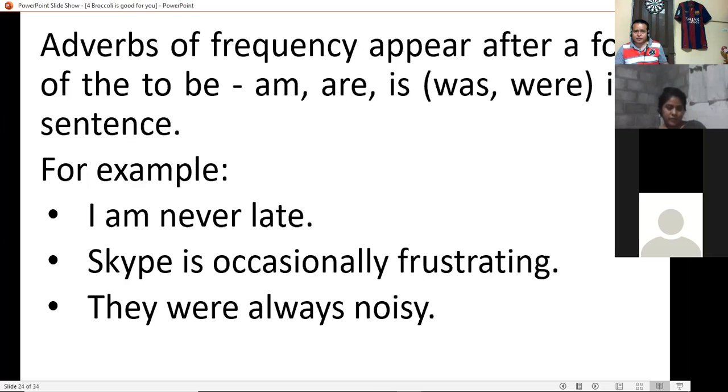So, esto significa que los adverbios de frecuencia van a aparecer después del verbo be: am, are, is. Siempre van a aparecer después, ¿ok? ¿Pregunta? Okay. No. Okay, Stephanie, can you read this part, please? Adverbs of frequency appear after a form of the verb to be: am, are, is, was, were, in a sentence. For example, I'm never late. Skype is occasionally frustrating. They were always noisy. Good. Thank you very much.